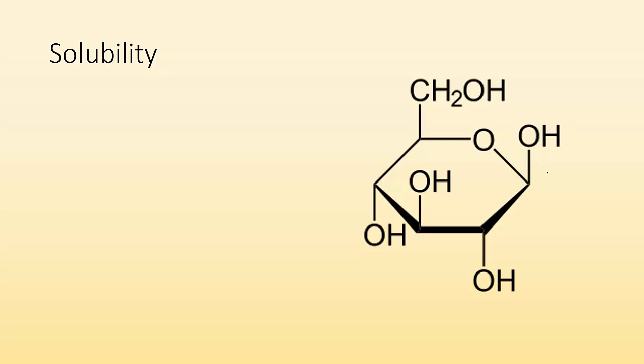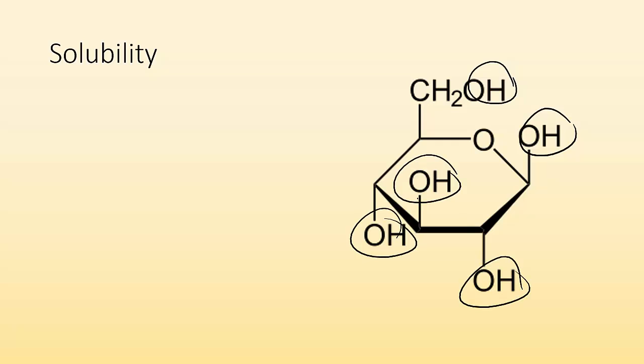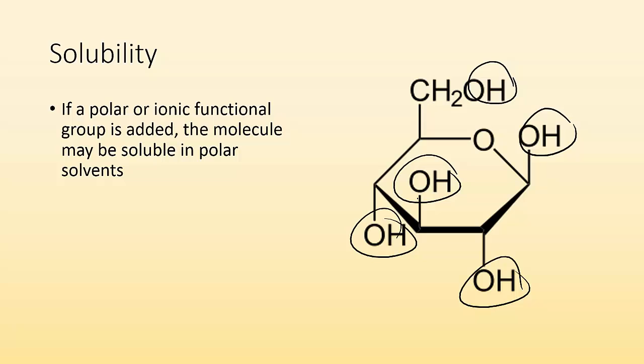Alright, so if I'm taking a look at this organic molecule, I've added a bunch of functional groups, a bunch of OH groups, and the OH groups are going to make it polar. So if a polar or ionic functional group is added, the molecule may be soluble in polar solvents. This right here is sugar, it's glucose, and I know that you can dissolve sugar into water because I drink sugar beverages quite frequently. You know, lemonade, soda, Kool-Aid, whatever it is, it's sugar dissolved in water.